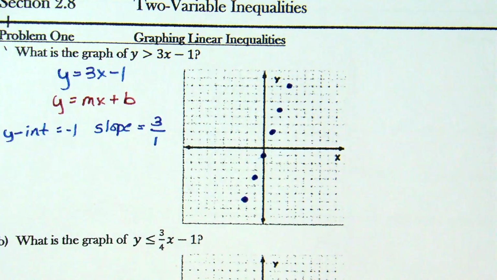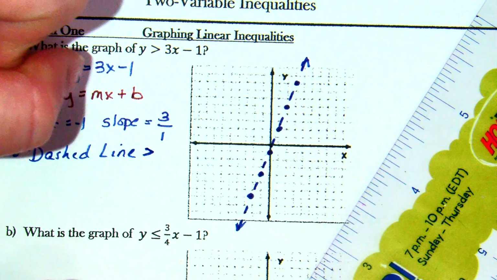So when I connect this, I don't know how you think about it. Do you think it is dashed, dotted, broken? But here's a dashed line. I picked dashed line because it was not equal to. It was only greater than.